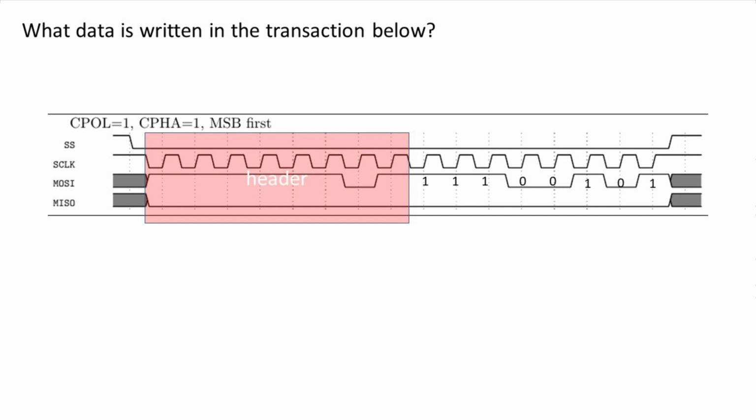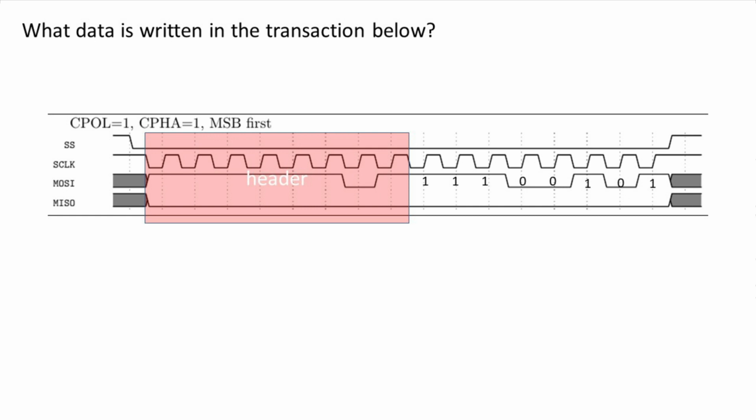So the header is the first half of the transaction, where the transaction is denoted by the slave select being low. You'll notice here that the way I've drawn this box is actually a little bit after slave select goes low, and this is because CPHA is 1, so the data is delayed by a half cycle. So the box is a half cycle after slave select goes low. There are 8 bits in the header, and then 8 bits in the payload section.